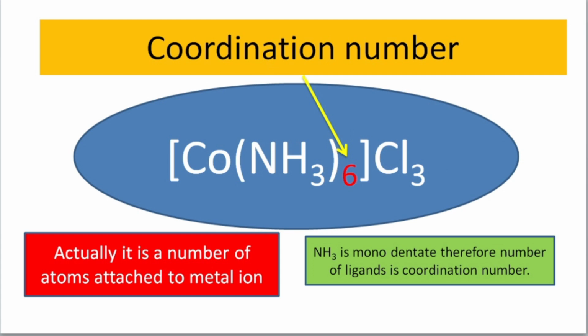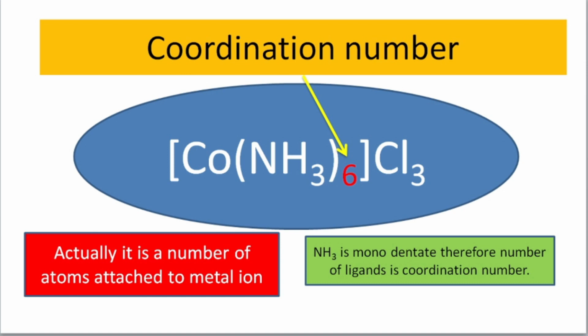See the next term now. Coordination number. What is that number? It is the number of coordinate bonds around the central metal ion due to ligands, called the coordination number, or the number of donor atoms. Listen carefully. Number of donor atoms around the central metal ion is called the coordination number.